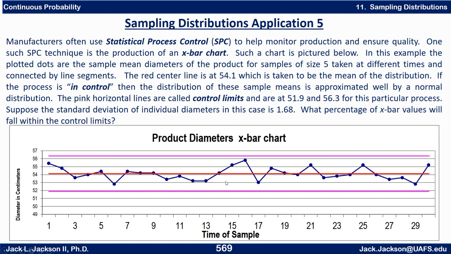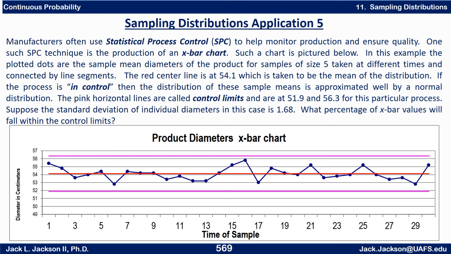Now, we don't expect them to be exactly the same. There's going to be some variation there. Okay? Now, after doing this a long time, they can average those and get an average of where the process is, which is this red line, which is right at 54.1. And we assume that that's going to be the mean of the entire distribution. So that's basically our center, our mean.